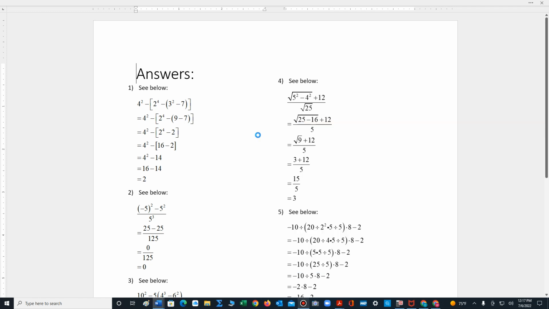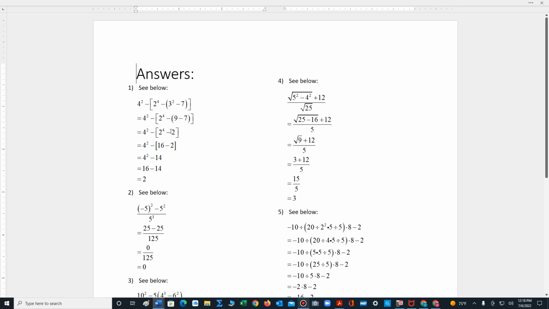In this video, I'll go over the answers for the order of operation problems. Looking at number 1, we're given this expression. We always begin in the innermost grouping symbol. And in this grouping symbol, we will evaluate 3 squared, which is 9. Continuing in this grouping symbol, 9 minus 7 is 2.